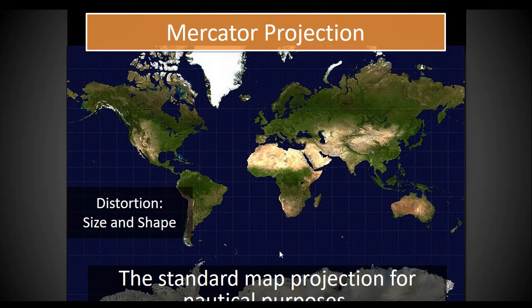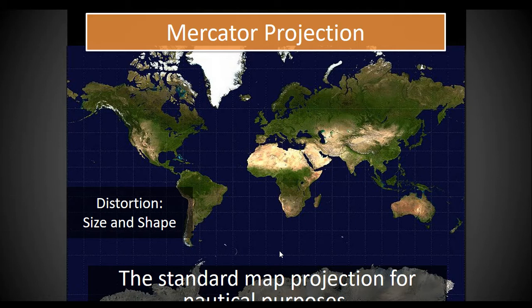When we talk about some of the main types of projection, here's your Mercator projection. The Mercator projection is the standard projection that we used a lot of the time for navigational purposes. What you're going to notice is that the major type of distortion is the land area, and the shape of the lands is distorted. Another way to say size is the land area. So the size and the shape are distorted.